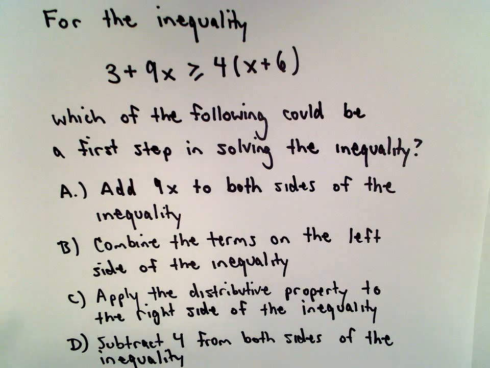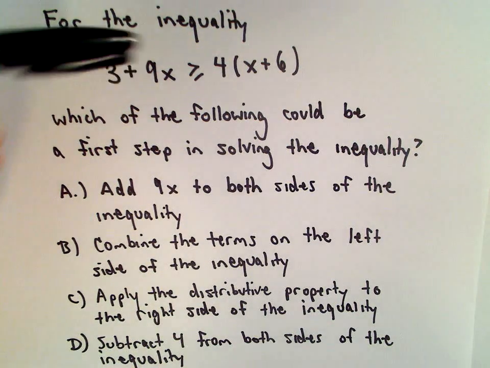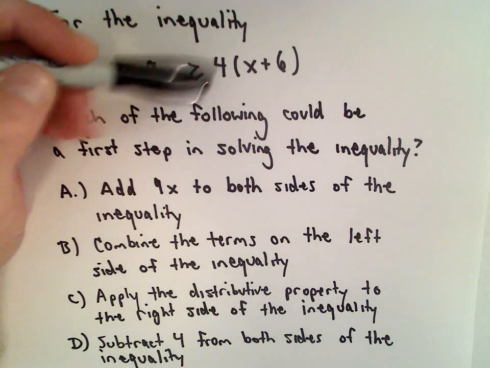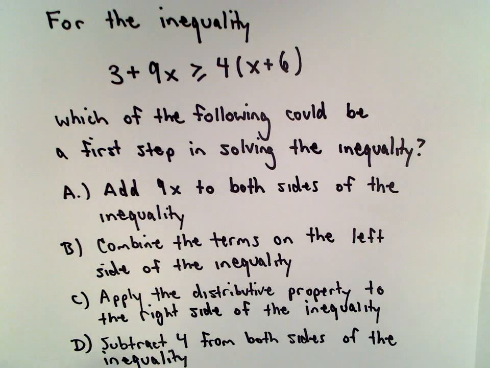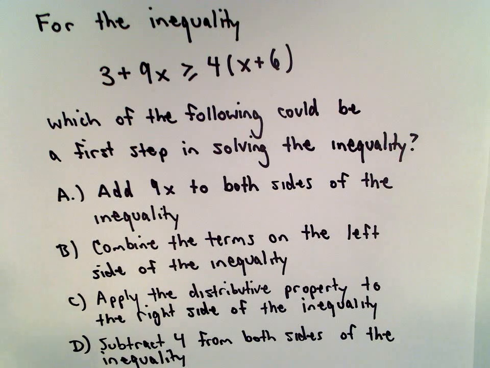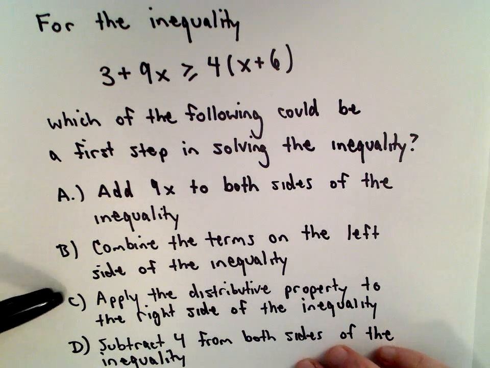Okay, in this example we have the inequality 3 plus 9x greater than or equal to 4 times the quantity x plus 6. And the idea is if we wanted to go about solving this inequality, how would we do it? Or in this case, what would be a good first step in solving the inequality?